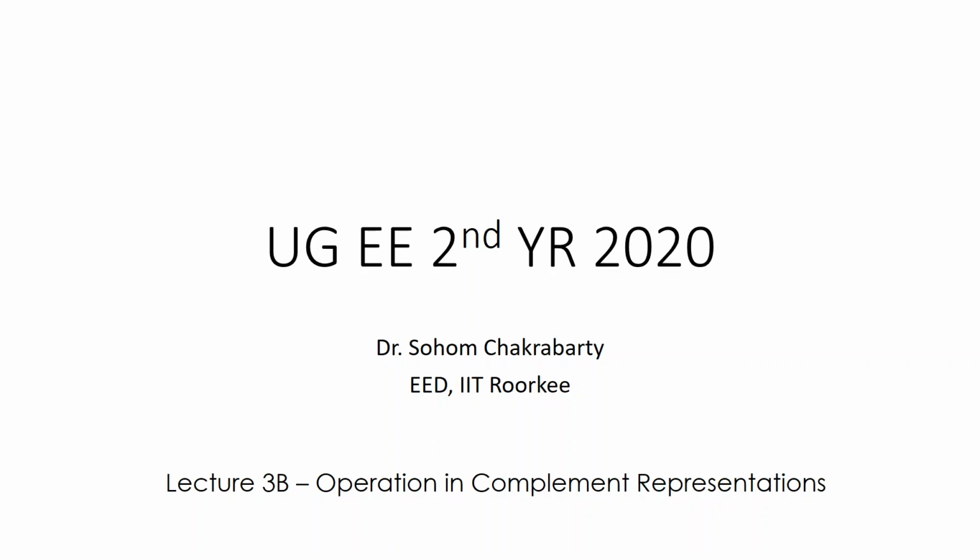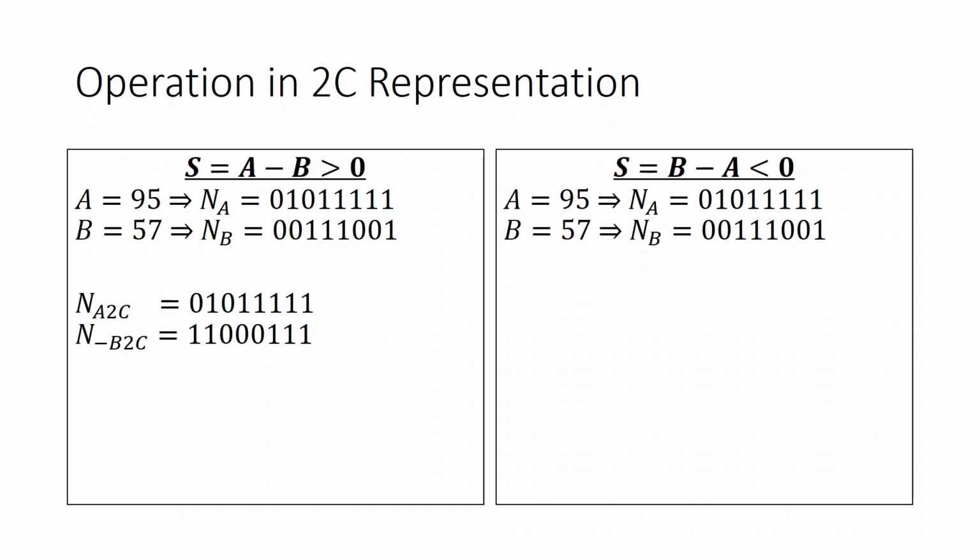But when we come to the complement representations, we find a way to represent the negative quantities, and now we are able to deal with the negative quantities and perform the arithmetic operations in the normal way as you do the operations in the normal number system. So let us go ahead and see the exact algorithm.